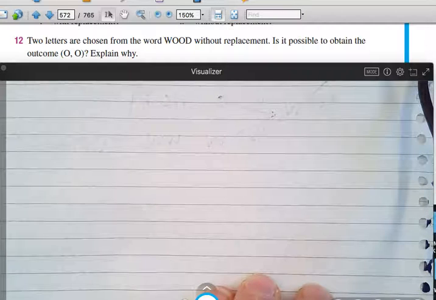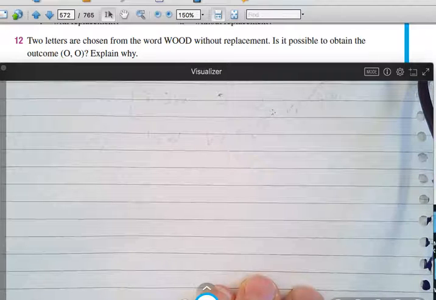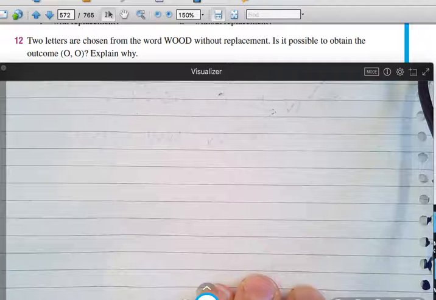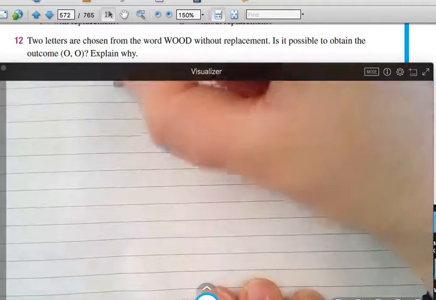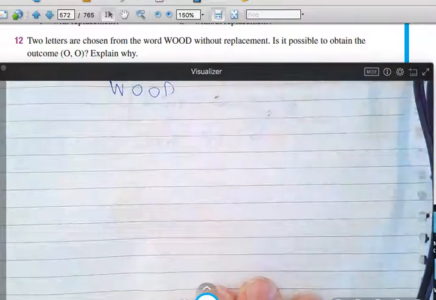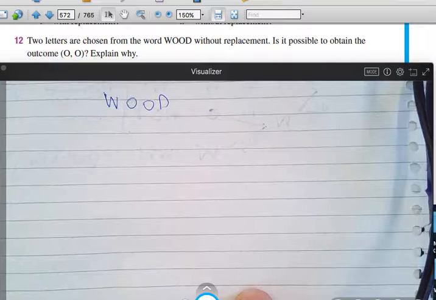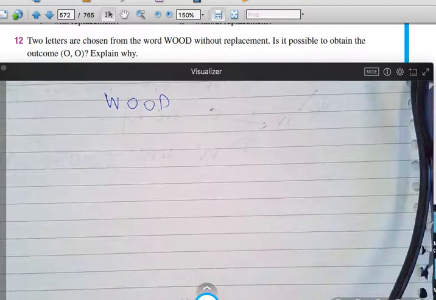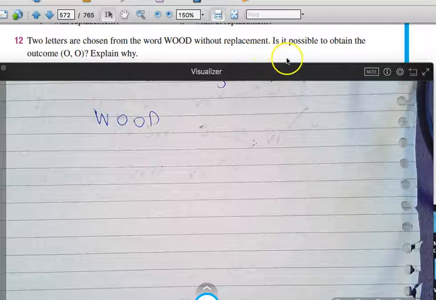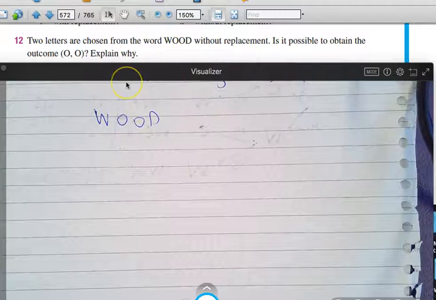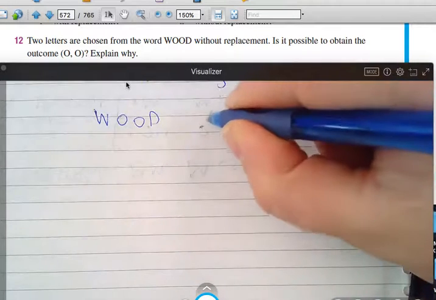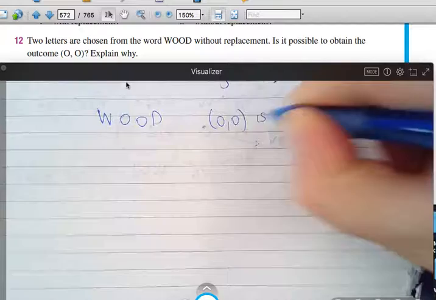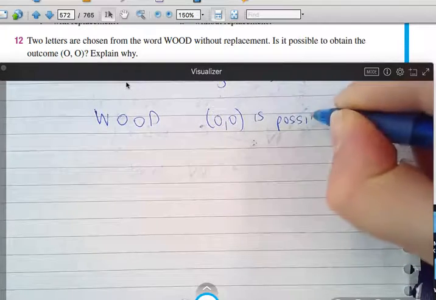O and O? What do you think? I've got would. Can you obtain an O and then another O? Yes. Chosen from the word would without replacement. Is it possible to pick up two O's? Yes. Two O's is possible because when you pick up one, there's one left.